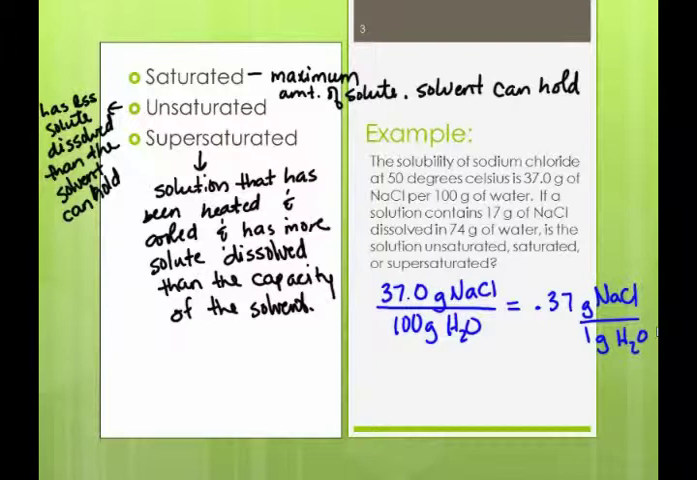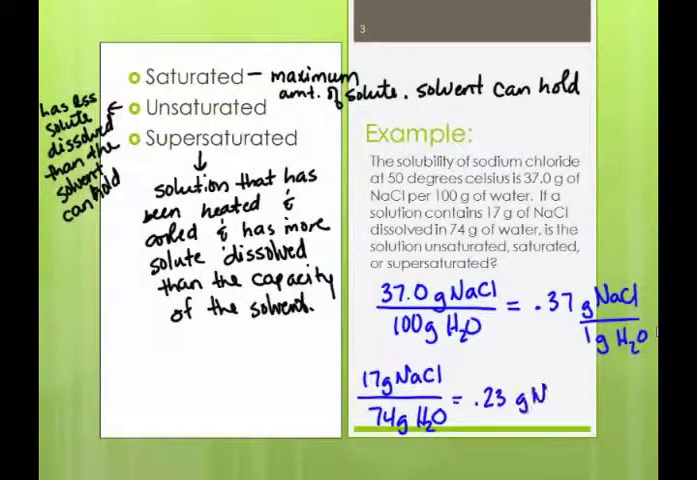And then I'm going to do the same with my second solution. It has 17 grams of sodium chloride per 74 grams of water. And when I do that math, I end up with 0.23 grams of NaCl over 1 gram of H2O. Now, by ratioing these two together, I can compare apples to apples. Both of these have a certain amount of sodium chloride dissolved in 1 gram of water. And in my saturated solution, I have 0.37, and in my second solution, I have 0.23.